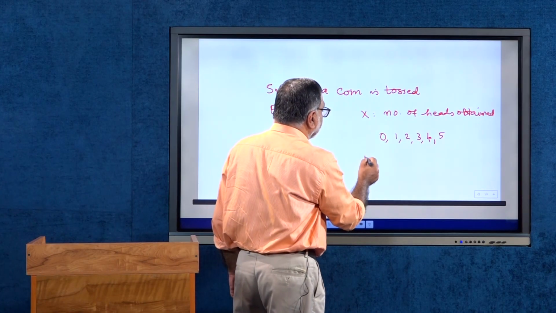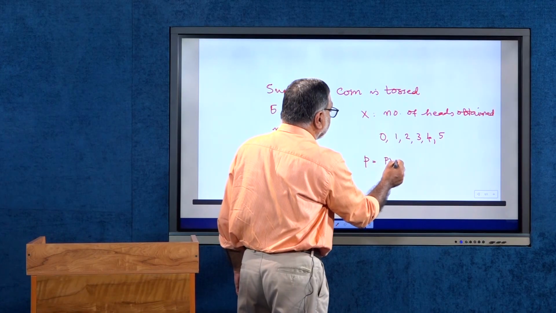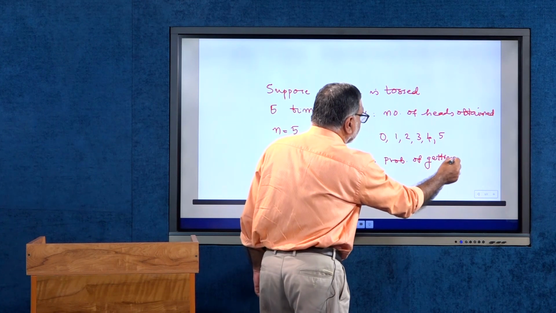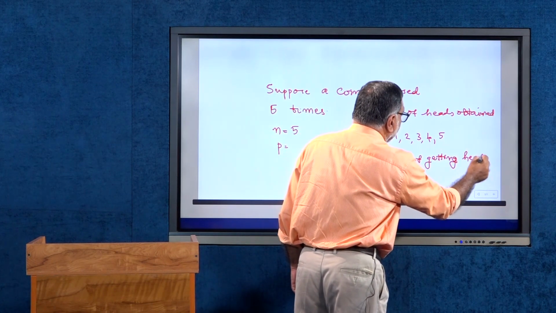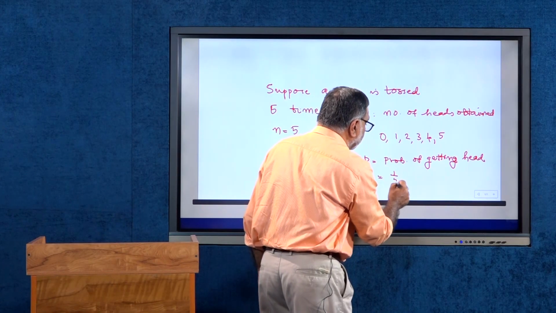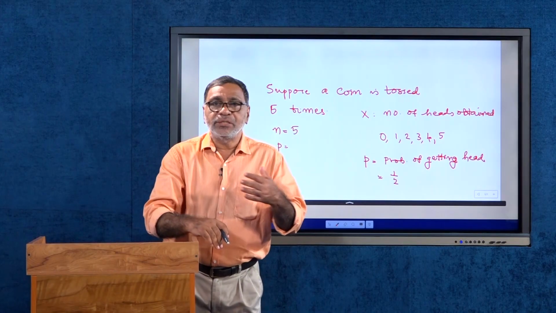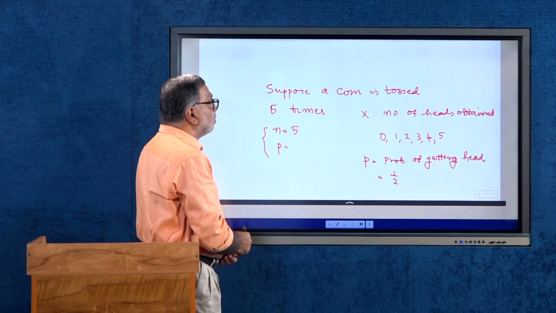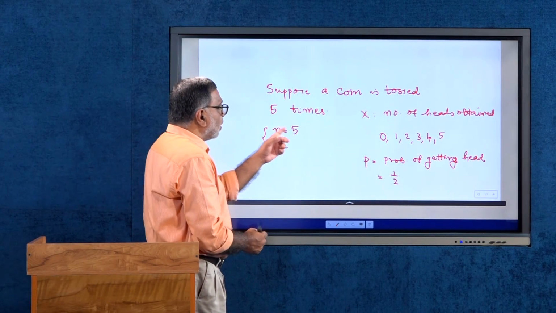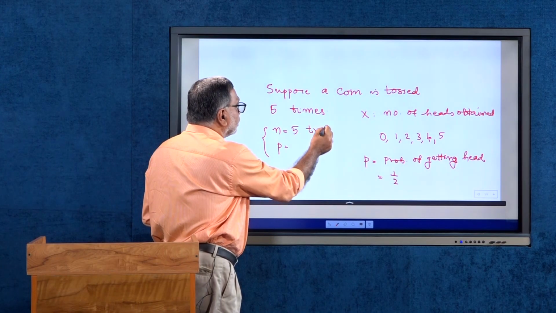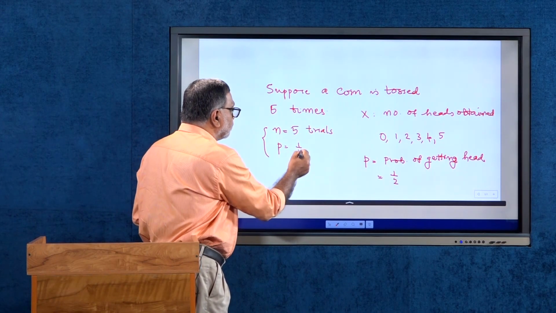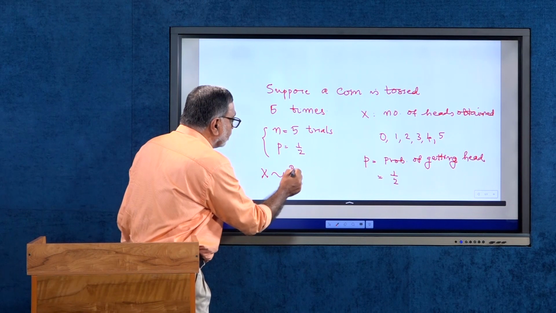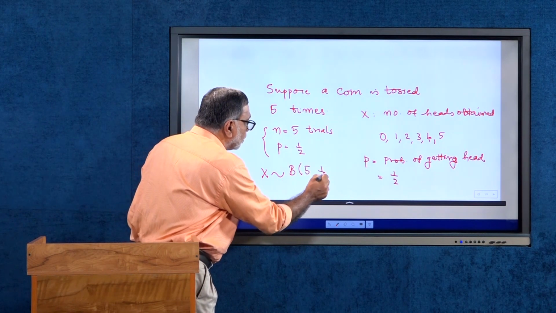And the probability of getting success, that is the probability of getting head, we know is equal to 1 by 2. So when a coin is tossed, the probability of getting head is 1 by 2. So this is an example of a Bernoulli sequence of 5 trials with the probability of success 1 by 2. So that means our random variable x follows binomial with 5 and 1 by 2 as parameters.